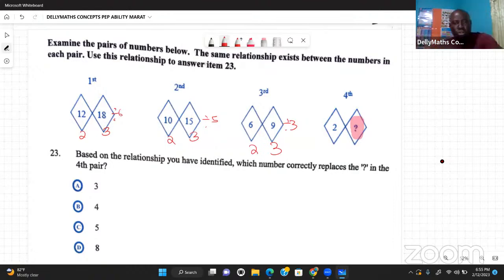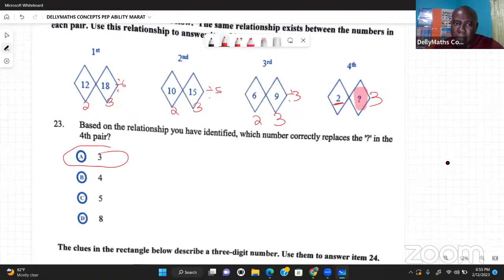2, 3, 2 to 3. That means if I see 2 here, then I must have 3 there, right? So you could quickly look at that and realize what's going on, right? So the answer right there is 3. 3 is missing from that based on what I'm seeing there.